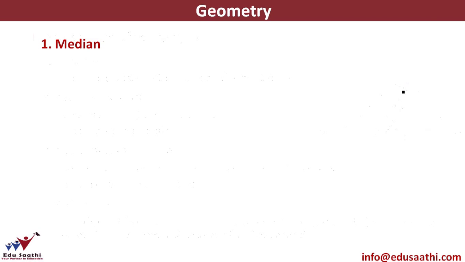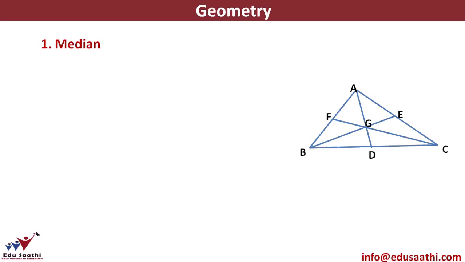Let's look at them in greater detail. The first one being the median. Let's look at the figure. ABC is a triangle in which I have taken midpoints of all the three sides. So D is the midpoint of BC, E is the midpoint of AC, and F is the midpoint of AB. Now the midpoints of all the three sides have been joined with their opposite vertex, thereby resulting in three medians, AD, BE and CF. There are three medians that can be drawn in a triangle to three sides.